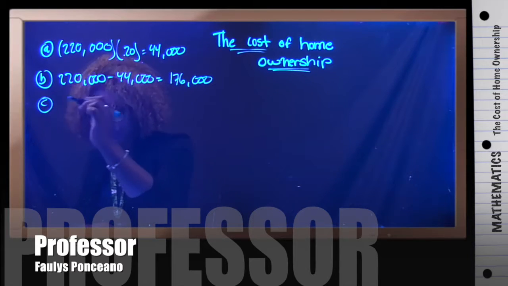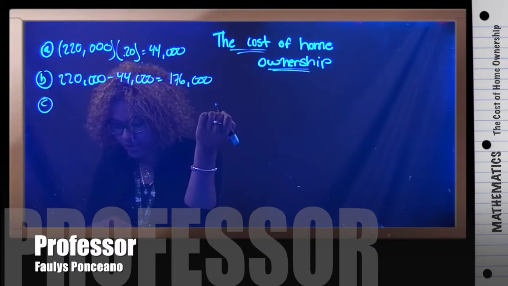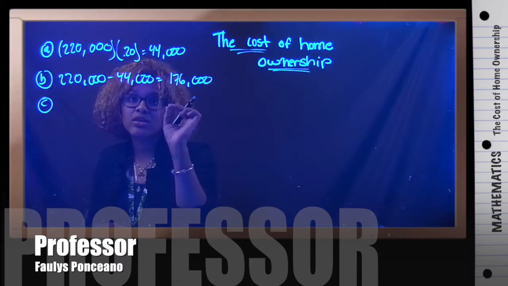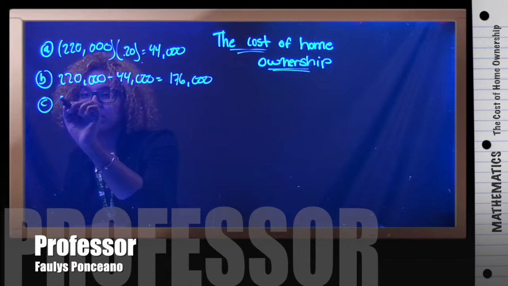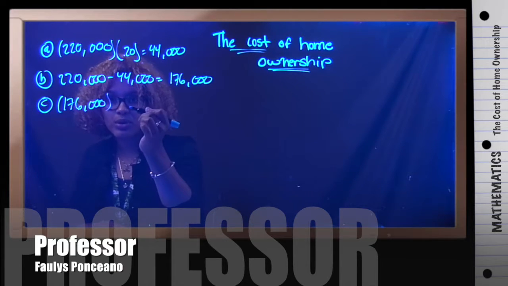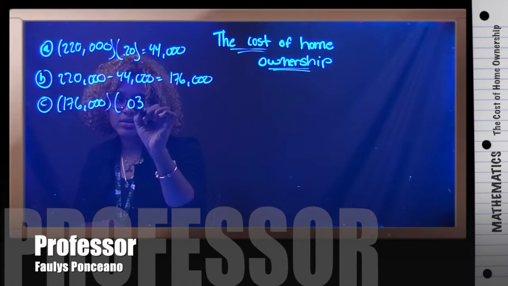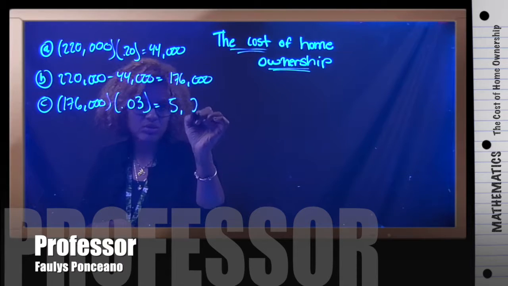Part C, it says how much must be paid for the 3 points at closing. So each point is 1% of the loan amount. So this is the loan amount. So I'm going to multiply 176,000 times 3%, but I don't write it as a percent, I write it in decimals. That's 5,280.